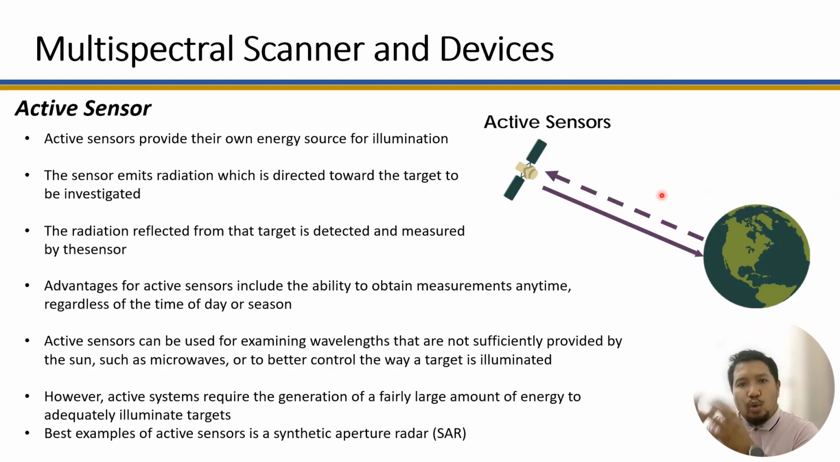Okay, now we move into active sensors. Active sensors provide their own energy source to illuminate targets. They emit radiation that is reflected back to the sensor, allowing for measurement regardless of time of day or season, which passive sensors are unable to do. So active sensors can access wavelengths not provided by the sun and offer better control over illumination. However, they require a significant amount of energy. A common example of an active sensor is synthetic aperture radar, or SAR.